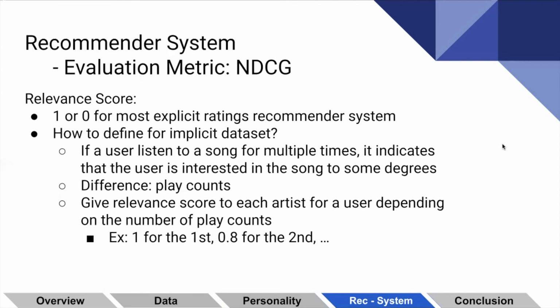Usually, the relevant score is shown as 1 or 0 for explicit rating. However, in this implicit rating setting, if a user listens to a song for multiple times, it shows that the user is interested in the music of an artist to some extent. Therefore, the strict binary setting does not work in this case. Instead, a float number is assigned to the relevant score depending on the rank of the play count.